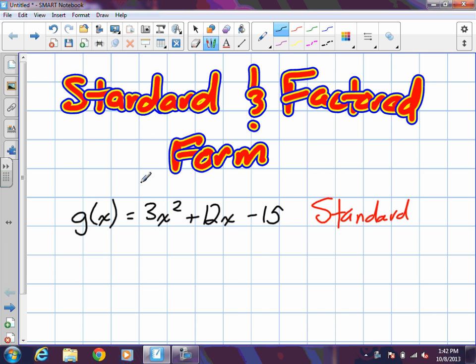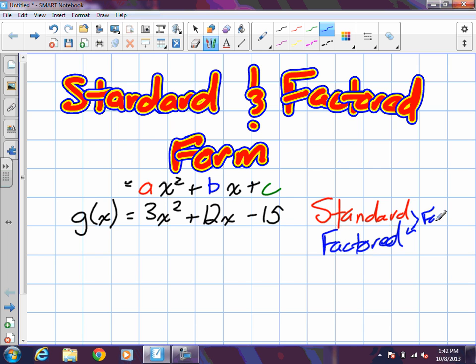And our standard form is usually written as ax squared plus bx plus c. Right? So here's our a value, our b value, and our c value. So we have them all. This is our standard form. And to move from standard to factored form, we go through a process of what's called factoring.